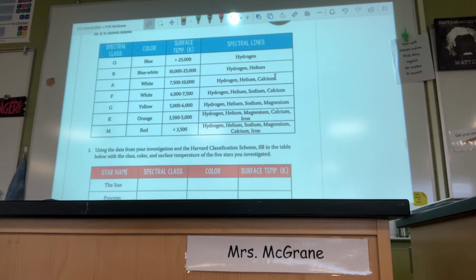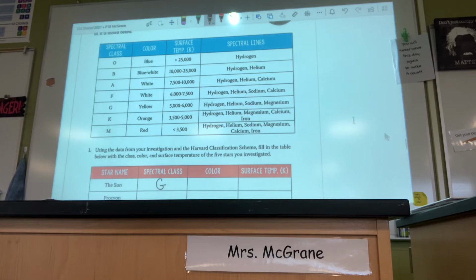Okay, is calcium in the star? No. Okay, so I know that it's not an A star, I know it's not an F star, I know it's not a K star, I know it's not an M star. So what is the only star left that does not have calcium in it? G. Right, so we know it's a G-class star. So we're going to write down that it is a G-class star.